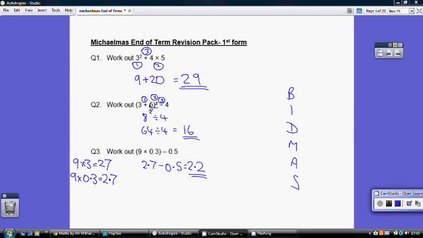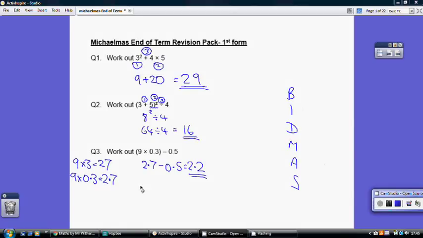So starting off with what's in the brackets, 3 add 5 is 8. Secondly we do the squaring, 8 squared means 8 times 8, which is 64. And only thirdly do we do the division, 64 divided by 4 is 16.